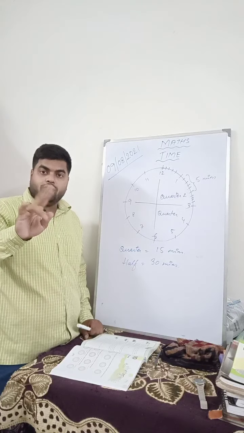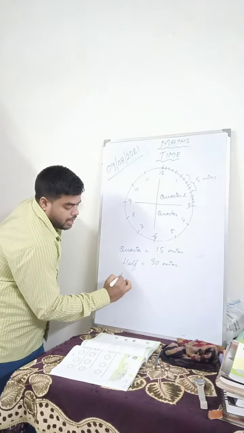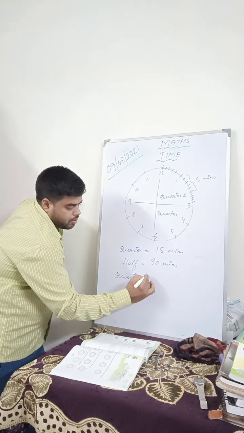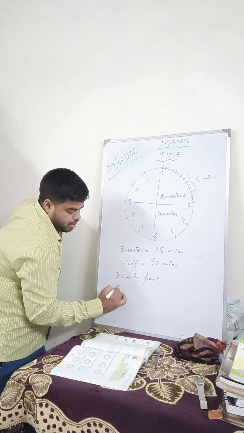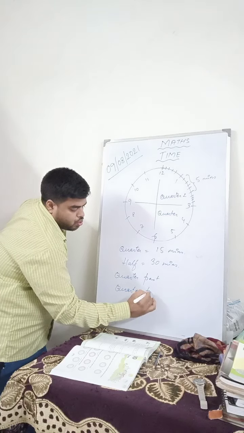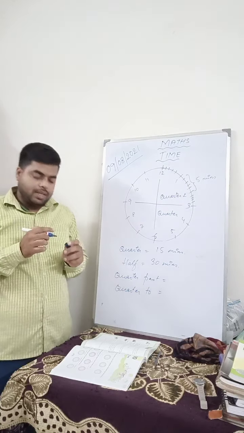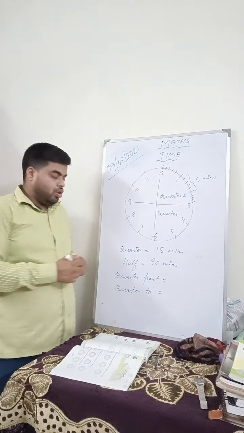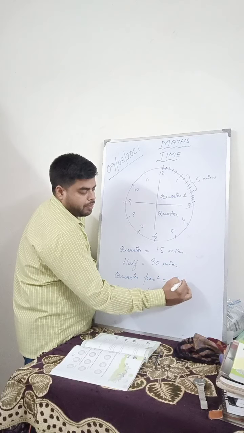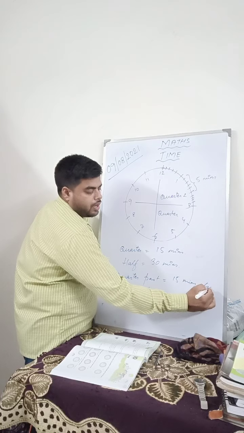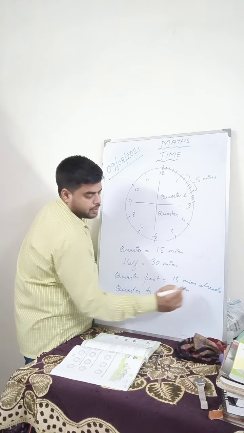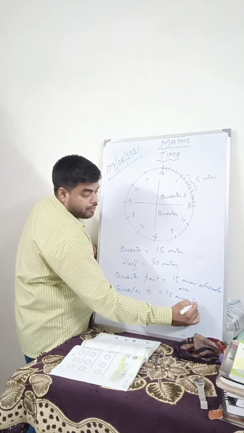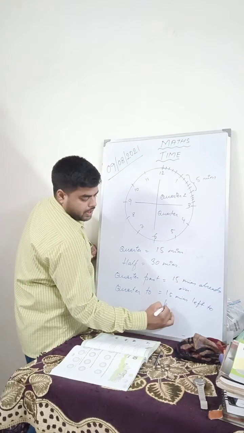Now there is a change in the language. Sometimes they will tell you half, they will tell you quarter past and quarter to. What do you mean by this? Quarter means we all know 15. So quarter past means 15 minutes is already over. And quarter to means 15 minutes left to become the next hour.